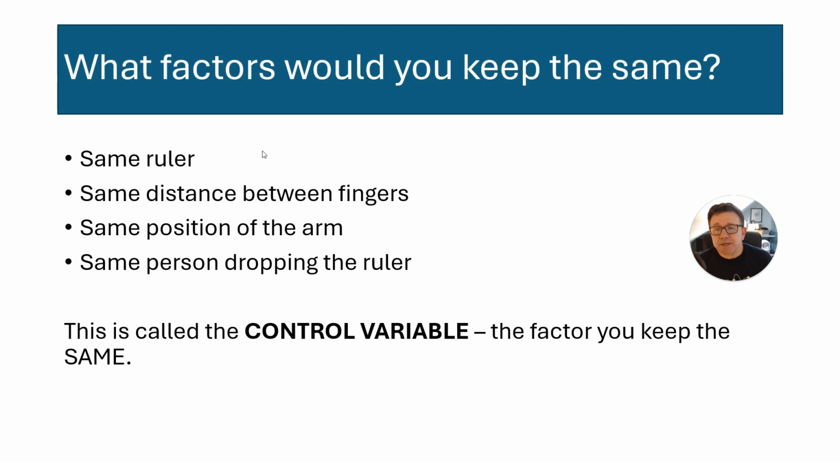Control variables: you'd use the same ruler and the same distance between the hand and the ruler. Can you see that? You keep the same distance, and you don't touch the hand with the ruler. Use the same person dropping the ruler, and the same position of the arm as well. These are the factors you would keep the same. You could even say not having any stimulants before, not drinking any tea or coffee for 24 hours, things like that.